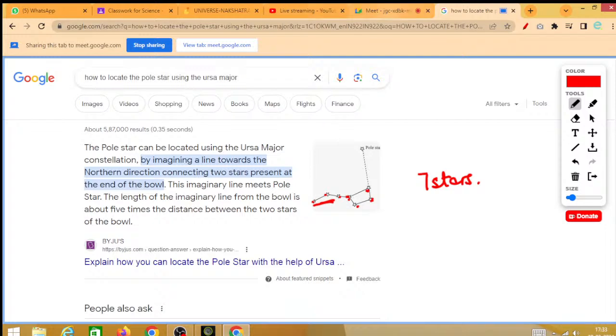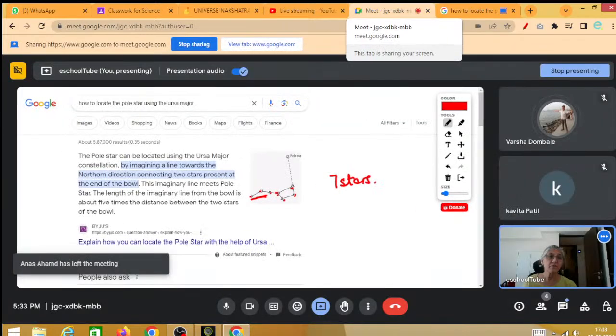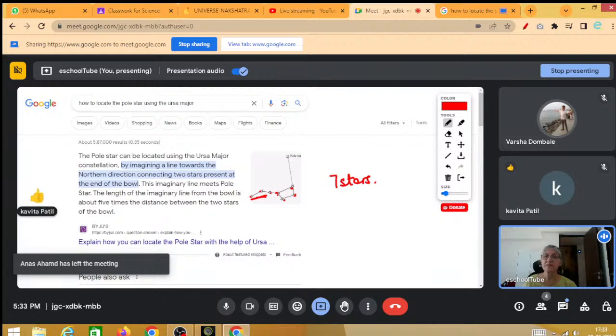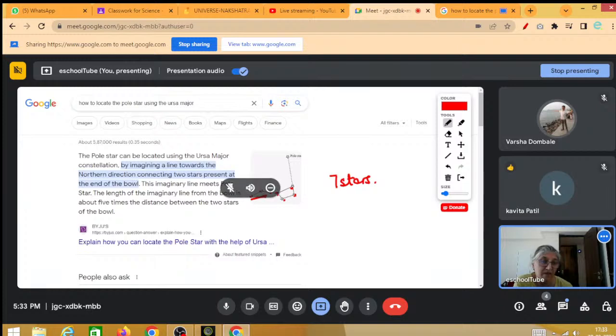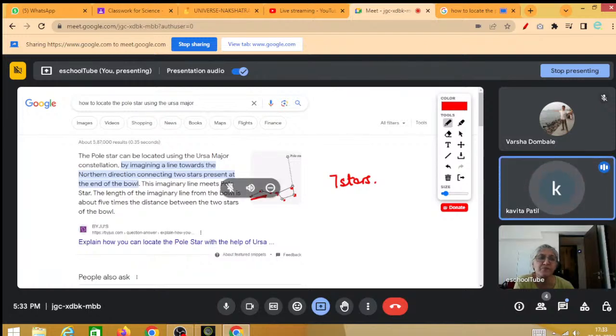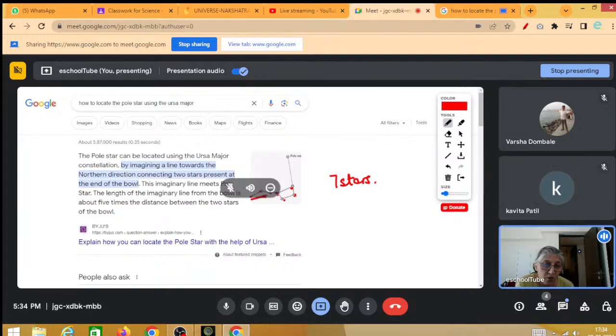Are you there, children? Asad has left. Harshal? So what is this called? The Great Bear, I think they call it in English. Saptarishi is called Great Bear in English, that's right. So when we look at this Saptarishi, the pole star is here.